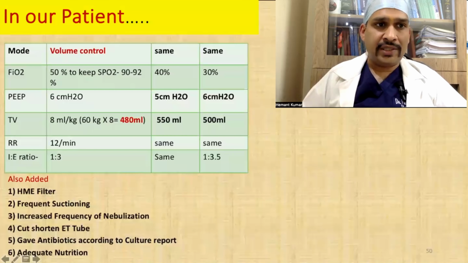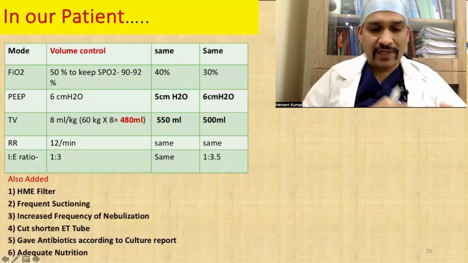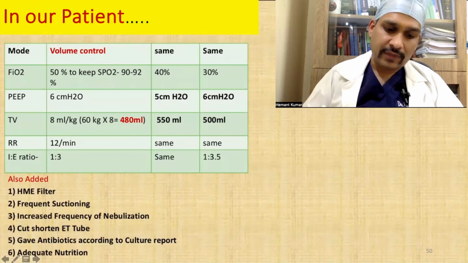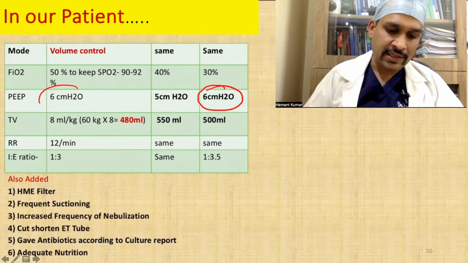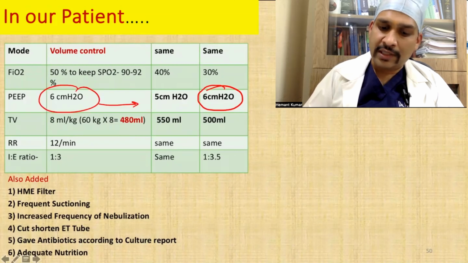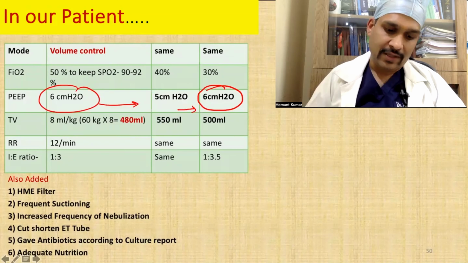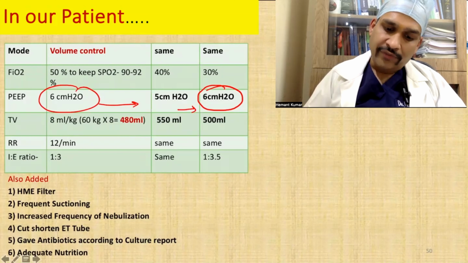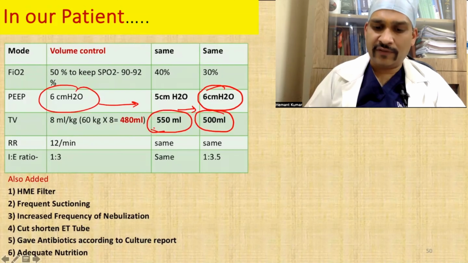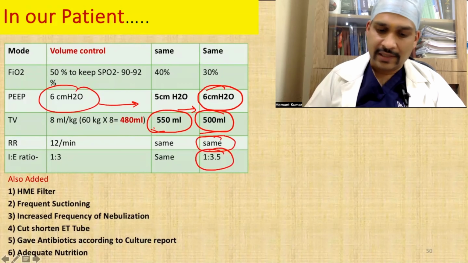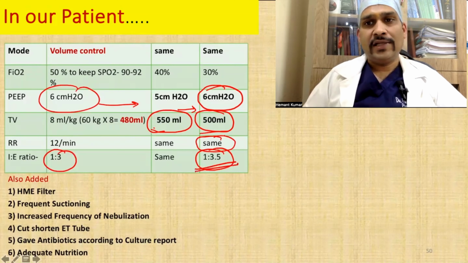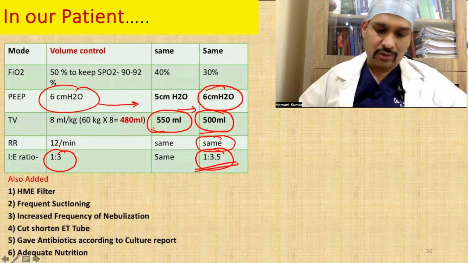So coming to our patient, since auto-PEEP was there, we have increased PEEP to 6. Previously it was 6, we had reduced it to 5, now again increased to 6 because of auto-PEEP. Tidal volume, we have reduced a little bit. We were giving 550, now we are giving 500. Respiratory rate is the same. I:E ratio we have increased. Previously we were giving 1:3, now we have increased to 1:5. So by this method, we can reduce auto-PEEP.